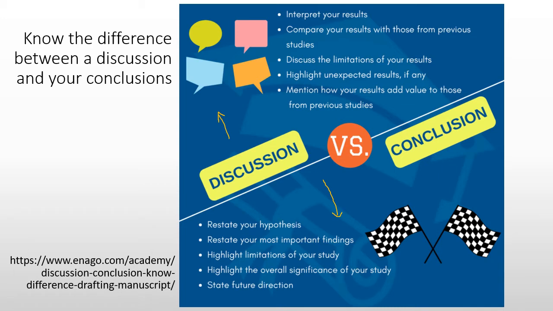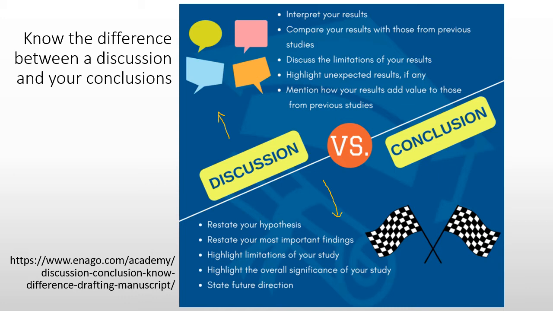So a discussion is where you interpret your results. You actually say, what do they mean? So for example, if you're doing a paleomagnetic study, what do those paleomagnetic directions mean? And then you can compare your results to those from previous studies. You can also discuss the limitations of your results. So do you actually have enough data to make a distinct conclusion?